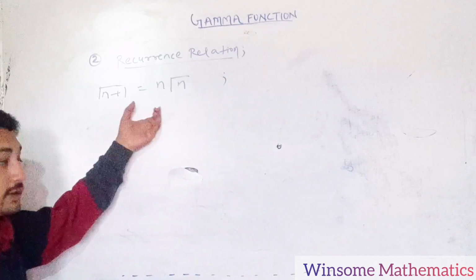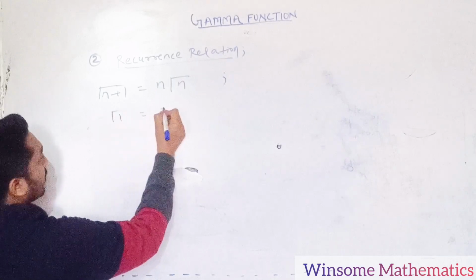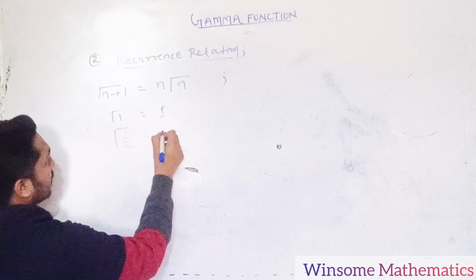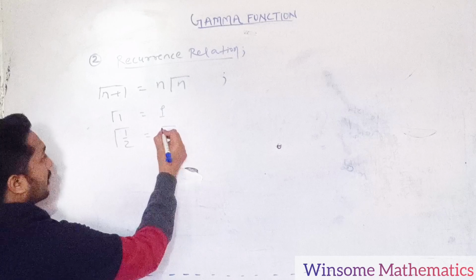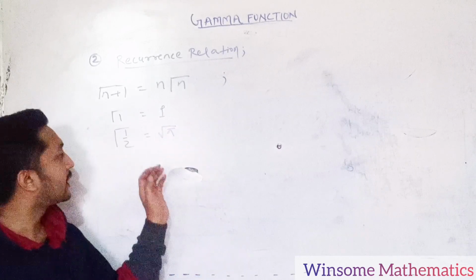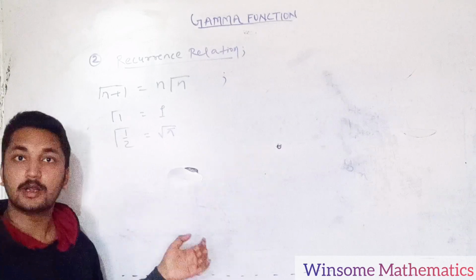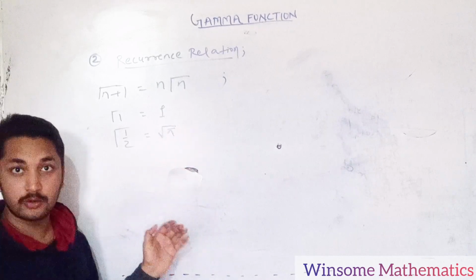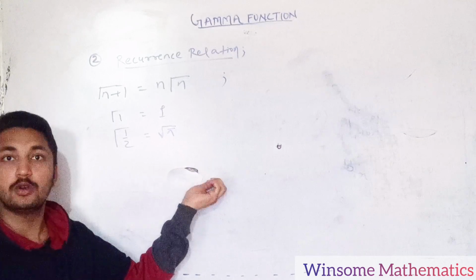So now what is the importance of this? We know that gamma 1 is equal to 1, clear, and gamma 1 by 2 is equal to root pi. Just remember it. We will also see the proof of gamma 1 by 2 when we see the relation between gamma and beta. Then we will solve it. So let it be now, just remember that gamma 1 by 2 is equal to root pi.